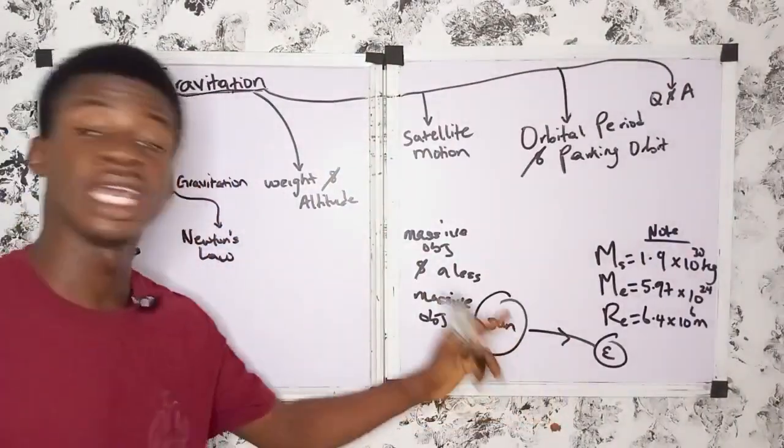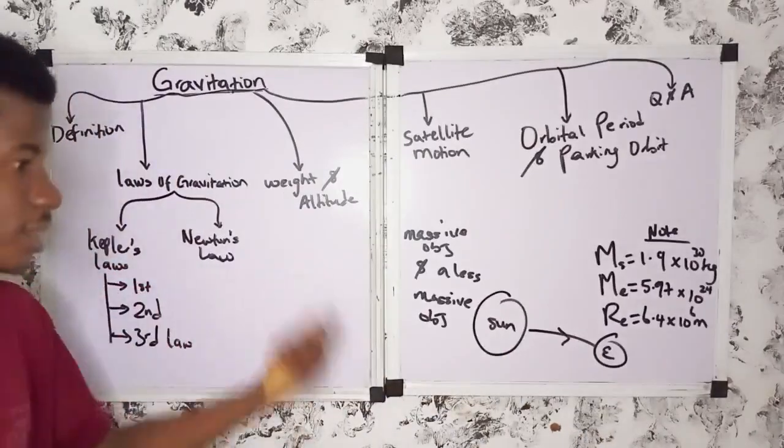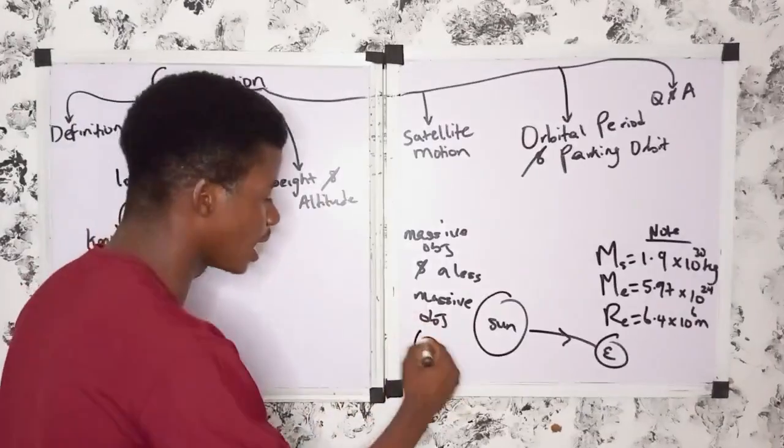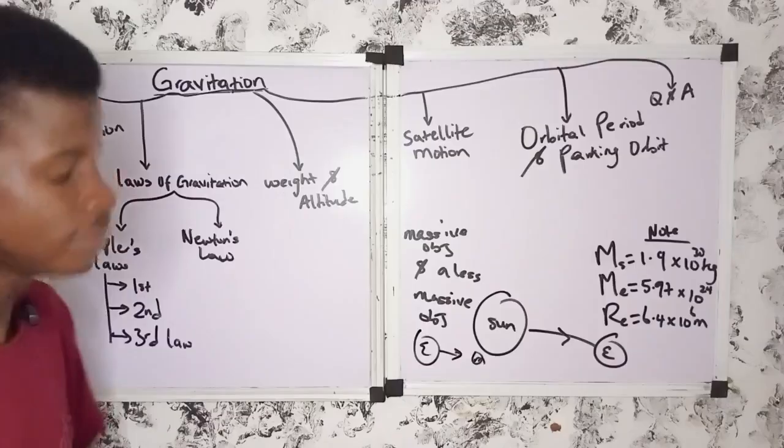If you look at this, the sun is more massive than the earth. It can also be between the earth and the moon. So that is just it.